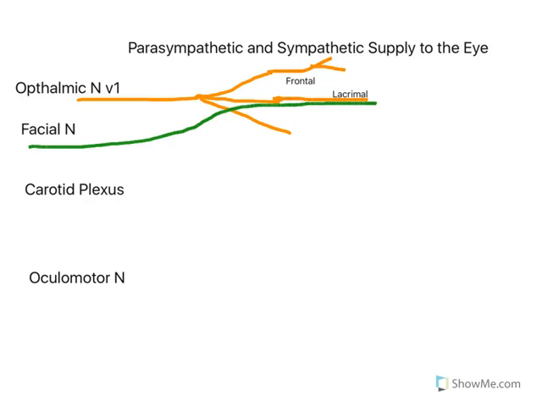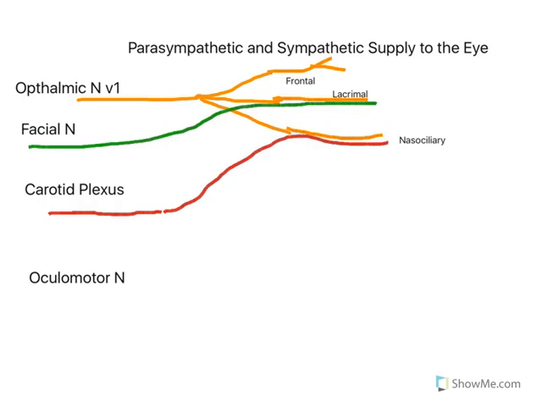The nasociliary nerve continues as the long ciliary nerve, but it's going to contain both sensory and sympathetic nerves. These sympathetic nerves have wound their way up from the superior cervical ganglion round the internal carotid artery via the carotid plexus and then branch on up to join this nerve.